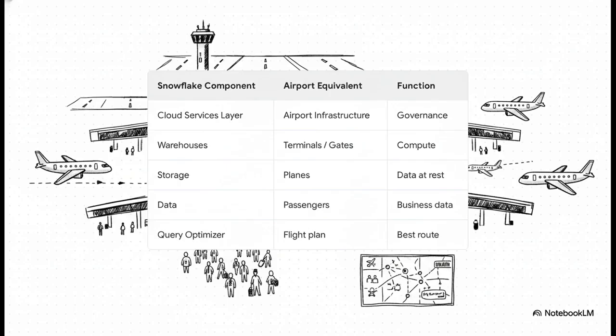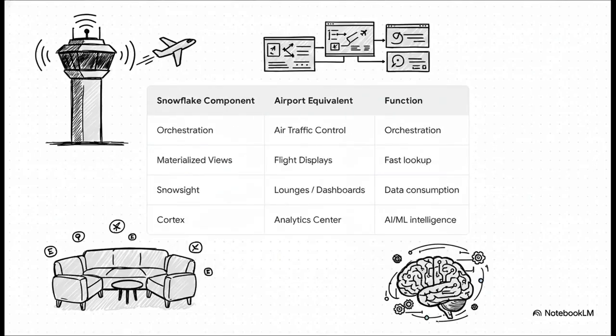So here is the simple breakdown. The cloud services layer is your airport infrastructure. The warehouses are the gates, and the storage is the planes themselves. Your data, of course, are the passengers, and the query optimizer is the perfect flight plan for every single trip. And to finish the list, all that orchestration is your air traffic control, and materialized views are those flight displays. Snowsight is the lounge where you consume the data. And finally, Cortex, Snowflake's AI layer, acts as the airport's advanced analytics center, making the whole operation even smarter.